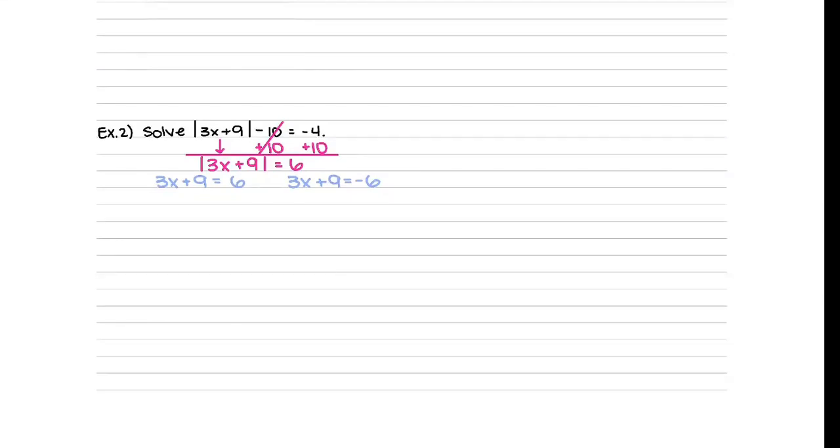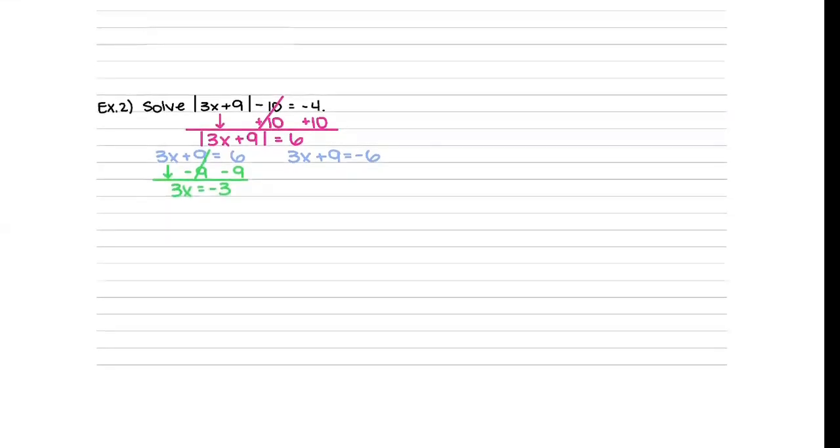So I'm going to work with my equation on the left side here. So the 3x plus 9 is equal to 6. I'm going to subtract the 9 from each side to get the 3x by itself. The 3x drops down. We have 3x is equal to negative 3. Then we divide each side by the 3 in front of the x to get that x is equal to negative 1.